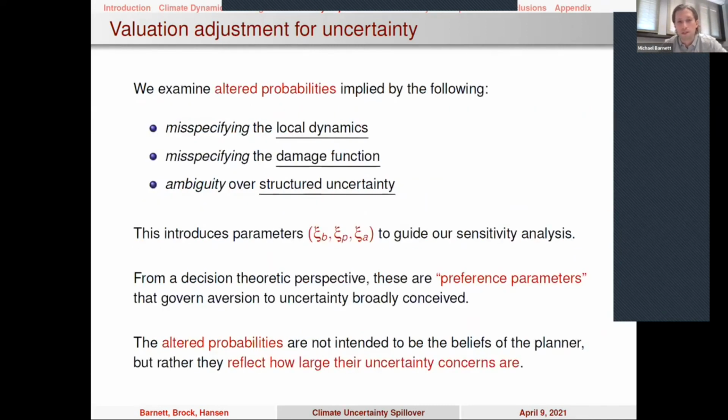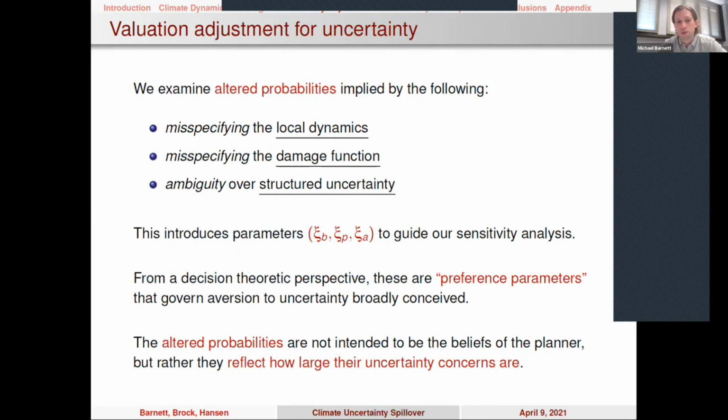So let me give you a little bit of the details of how we're going to think about this uncertainty. We're going to examine altered probabilities that are going to be implied by 3 different cases, and we're going to combine some of these: misspecification about the local climate dynamics, misspecification about the damage functions, and then ambiguity over structured uncertainty across those climate dynamics as well. Now, the way we're going to do this is following the previous literature and opening up some new ways to think about it, where we're going to have a minimization problem where the planner actually internalizes this sensitivity analysis, making optimal endogenous choices about how much this uncertainty might matter.